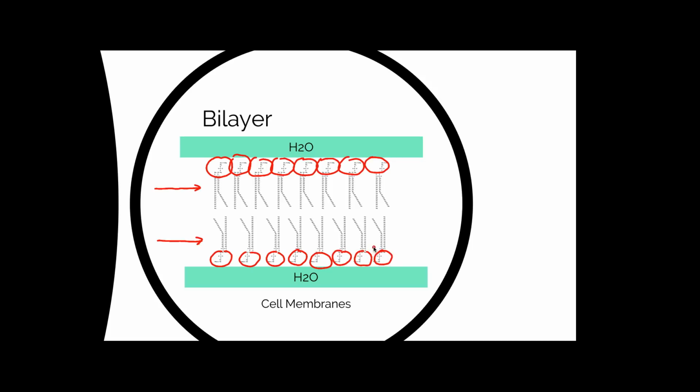And since water is a polar molecule, these phospholipid heads will have a high affinity for the water, because of their charge. They all have polarity. So these phospholipid heads are all going to have a positive region due to the choline, and they're going to have a negative region due to the phosphate, the negative phosphate group.